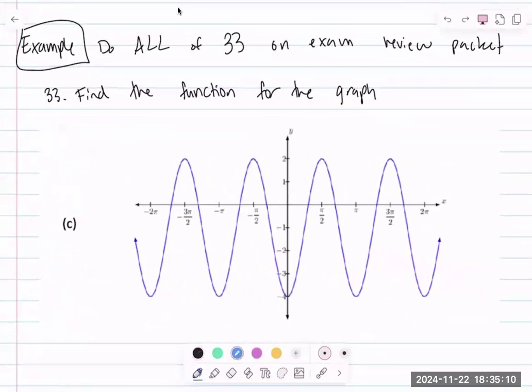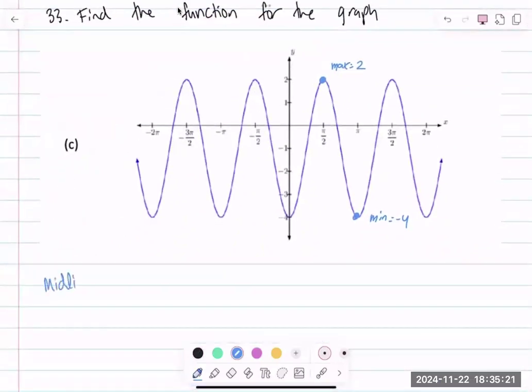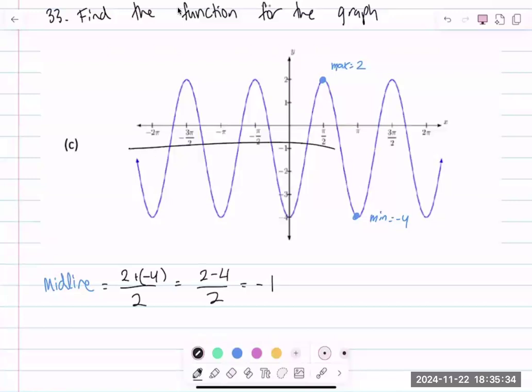Well, first of all, I'm going to calculate my midline. So my max value is 2, and my minimum value is -4. So my midline is going to be, I'm going to switch from blue, 2 plus -4 divided by 2. Or in other words, 2 minus 4 divided by 2, which gives you -1. I'm going to draw my midline here. And you can see it nicely splits our function in half, okay?